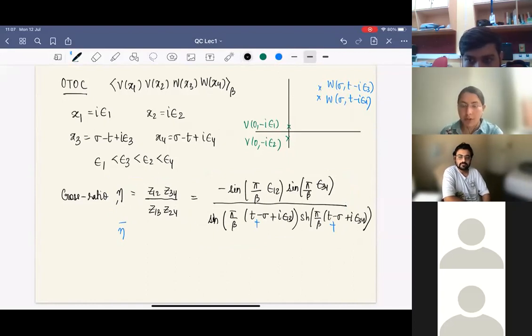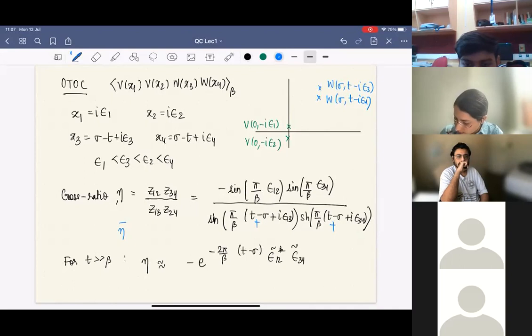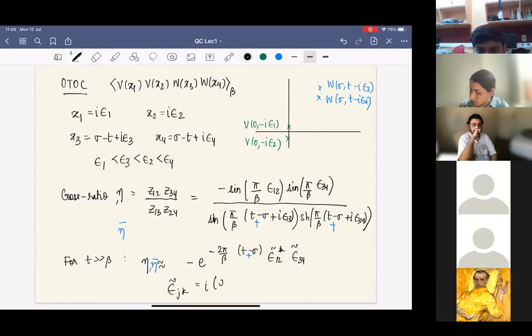Another limit of the cross ratio that I will keep ready before doing the computation is at late times, because as you already know, we are interested in this regime of the OTOC. So the cross ratio in this regime is the following. Similarly for the eta bar, and these epsilon tildes are defined like this.